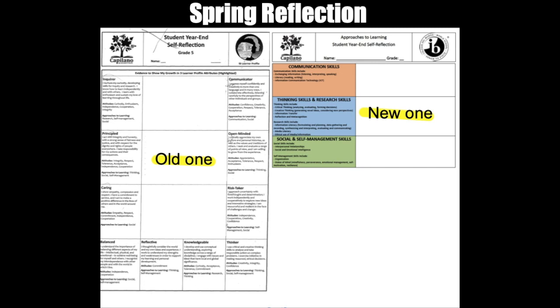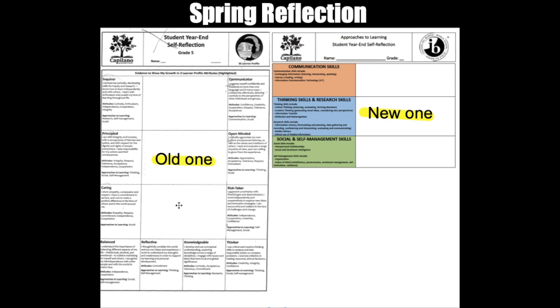This week, we're going to be focusing on our spring reflection, and each day you will have a different part to work on. Today, we are mostly just going to talk about what it looks like and how it is different from last year. In the last 2 years, we called this our learner profile reflection, and it was on a huge, big sheet that I think was probably pink. And it looked like this one here that says the old one.